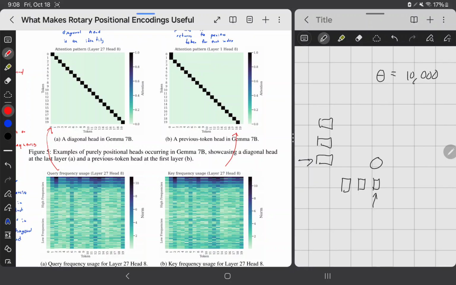Basically, this is just a diagonal attention pattern, and this is just an identity, essentially, here. And they also find this one here, which is copying the previous token. So the current token basically just becomes the previous token. And they mention that they look at a lot of these heads, and they see very similar patterns. And they mention that the high frequencies are used just for positional information.